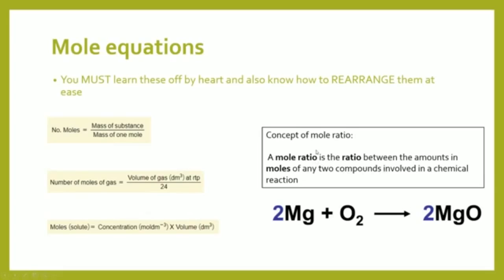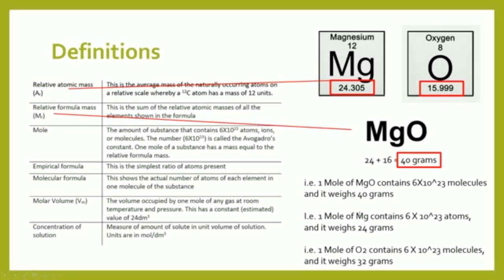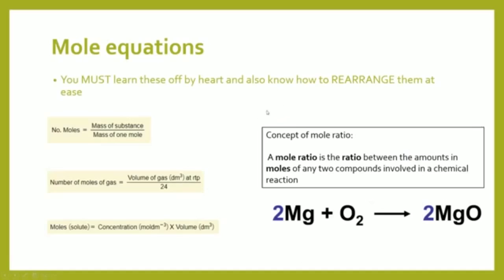So when we start to look at mole calculations, all the calculations that we'll be doing will be about moles, and this is the concept that we talked about before. 1 mole has the mass of the relative formula mass, or the relative atomic mass if there is just a single atom. So there are 3 main equations that you need to know, and it's these 3 here, and you need to be able to memorize them and rearrange them off by heart. You need to be very familiar with these 3 equations.